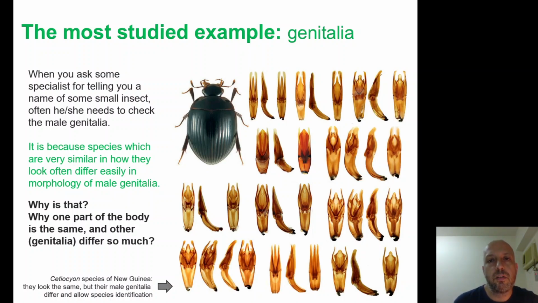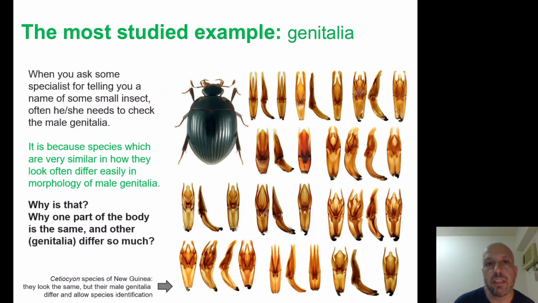We will start a little bit weird. We will not start with the cool looking beetles and crustaceans, but with insect genitalia. If you ask any specialist for some group to identify some insect or any other arthropod which you find, very often this person will first figure out whether what you have is a male, and if it is, will explore the male genitalia. The reason for that is, for some reason which we will explore, male genitalia are very different even between species which otherwise look totally the same.